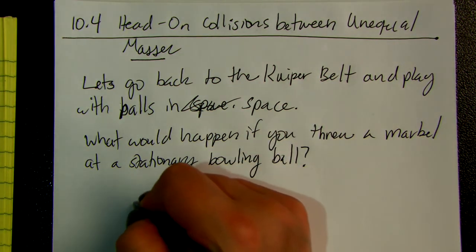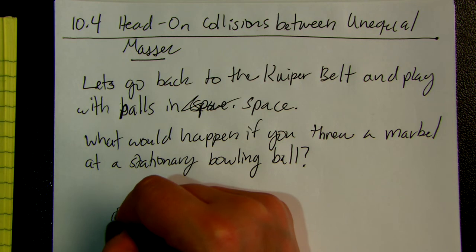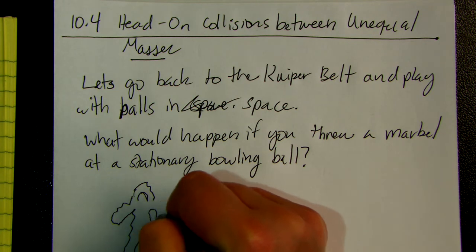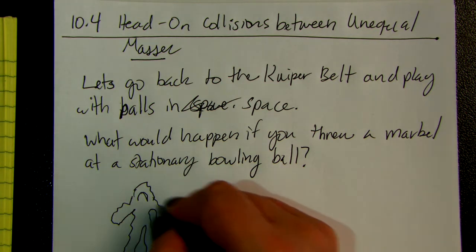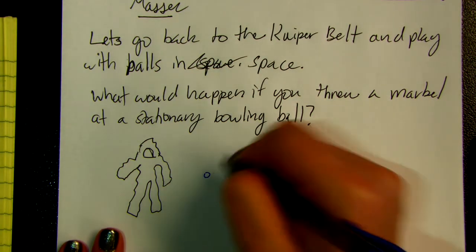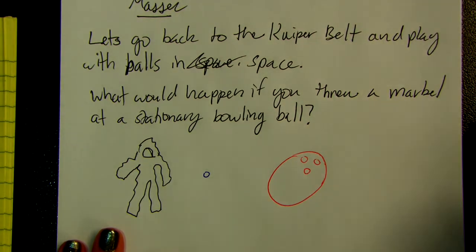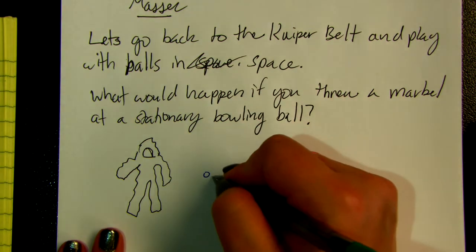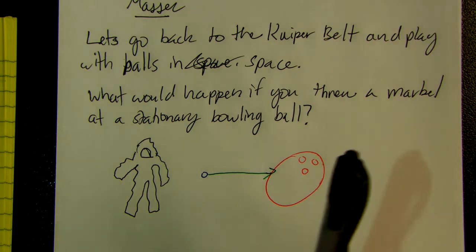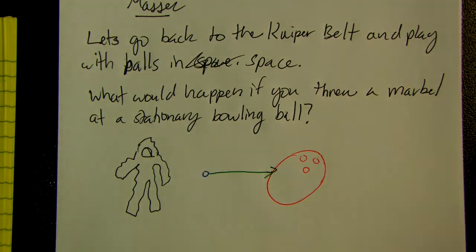So you're in space, so you're wearing a spacesuit. Costs more than your prom dress, more than my graduation robes. That's what a spacesuit looks like. And you throw a marble, there it is, at a big old bowling ball. Because why wouldn't you bring those things with you to space? That's what I thought. So you throw it there, now what happens? So the marble bounces back with essentially very little change in speed.